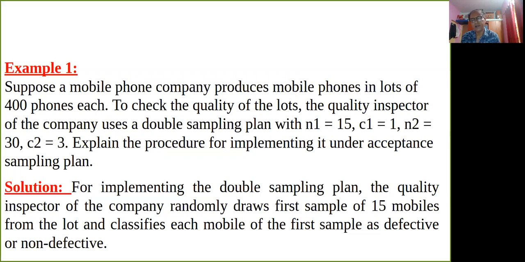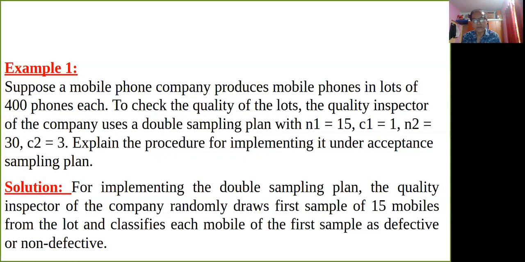Here the first sample will be drawn, N1 of 15, and it will be compared with the acceptance number C1 equals 1. Then you need to draw the sample size N2, N2 equals 30, and it is compared with the acceptance number C2, which is 3. Now explain the procedure for implementing it under the acceptance sampling plan. Now how exactly will it be implemented here? That's what we need to decide.